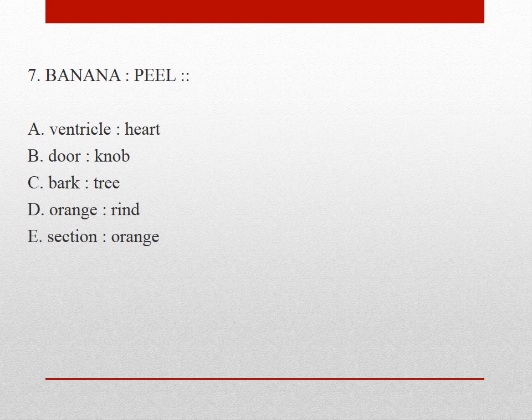Number 7. Banana is to peel as A. Ventricle is to heart. B. Door is to knob. C. Bark is to tree. D. Orange is to rind. E. Section is to orange.